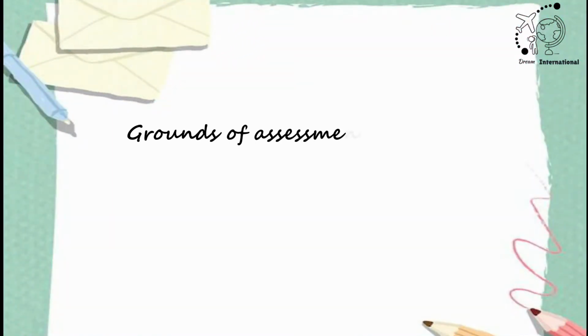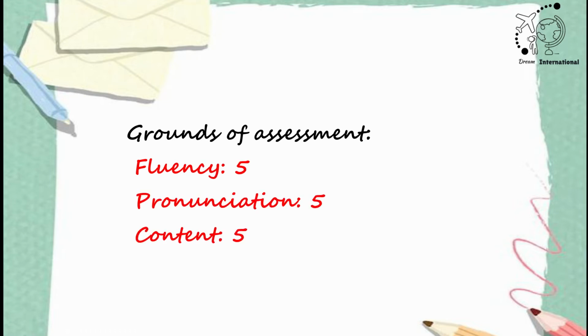Now let's check all the grounds on which your read alouds are going to get assessed. First of all, fluency, it is going to get you 5 points. Pronunciation, again 5 points, and content 5 points. So basically a read aloud gets you 15 points in all if it is all correct.